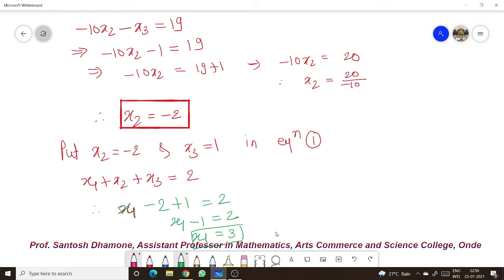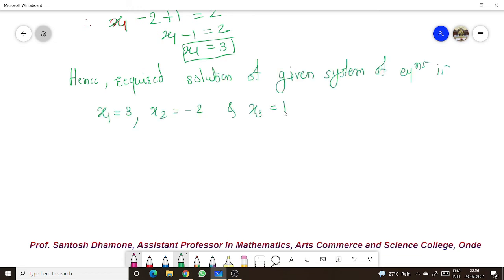Hence, the required solution of the given system of equations is x1 is equal to 3, x2 is equal to minus 2 and x3 is equal to 1. This is the solution.